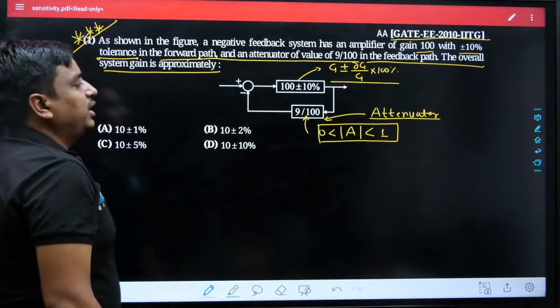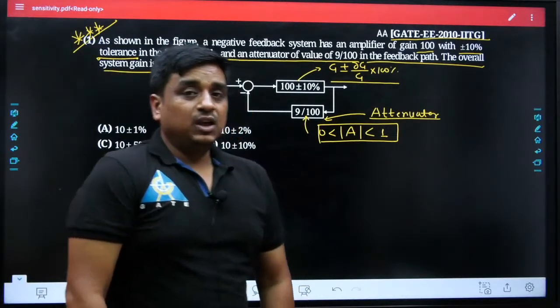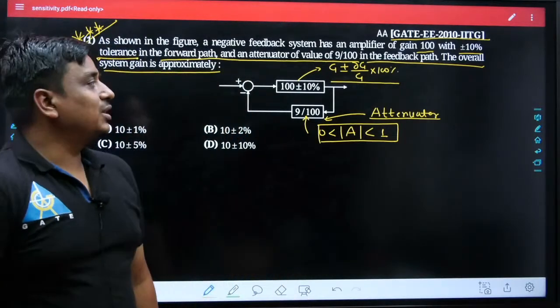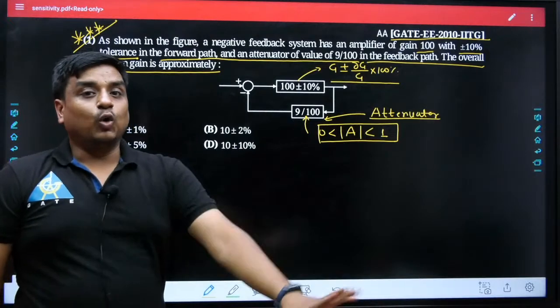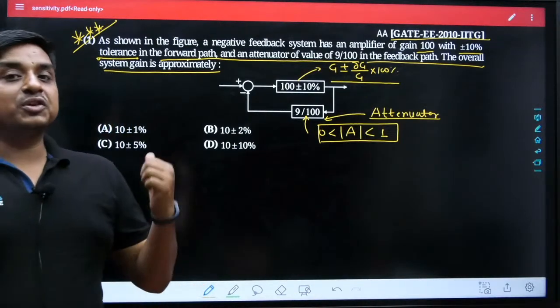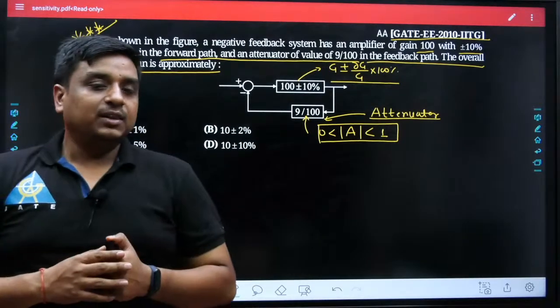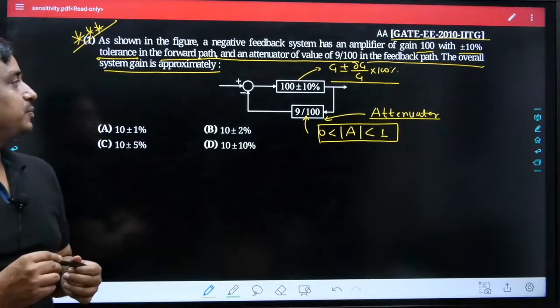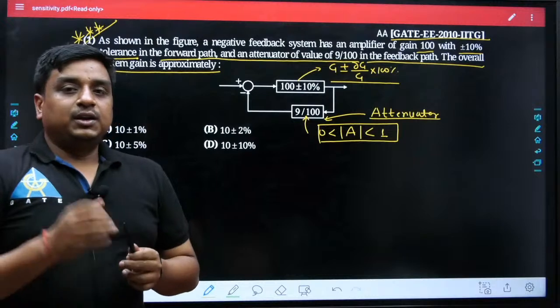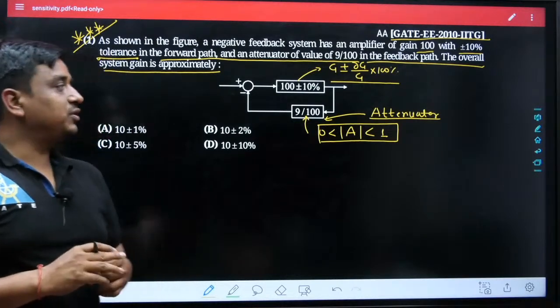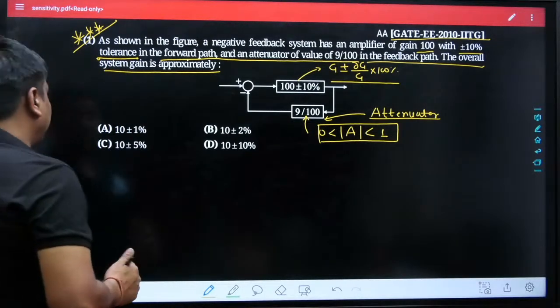I wanted to calculate the overall system gain. Anyways, if you are able to solve this problem, I want the input over the live chat box. Tell me what's going to be the precise most answer for this particular problem. Which one is going to be the precise most answer for this particular question?